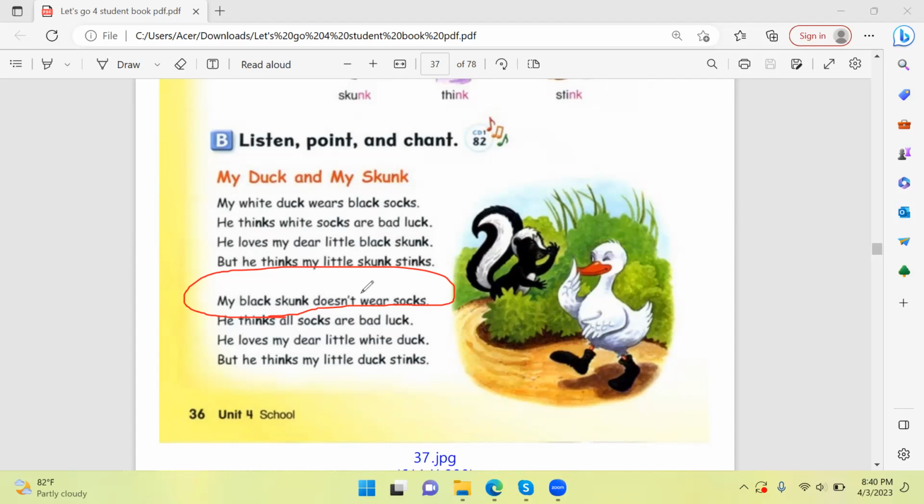The skunk. Okay, so the black skunk, which is this one, doesn't wear socks, but the white duck here wants to wear black socks. Okay, do you understand about the duck and the skunk?